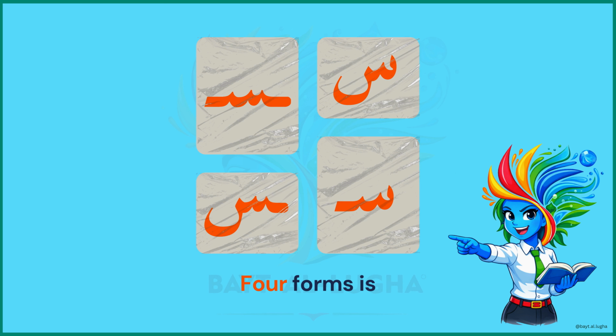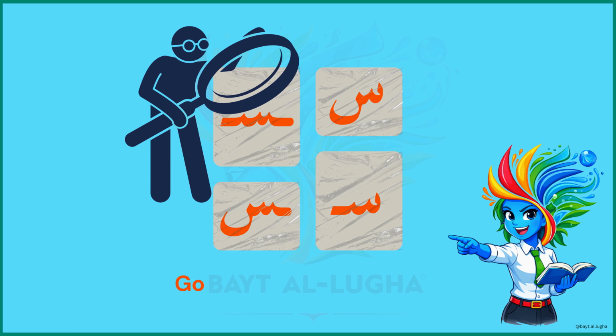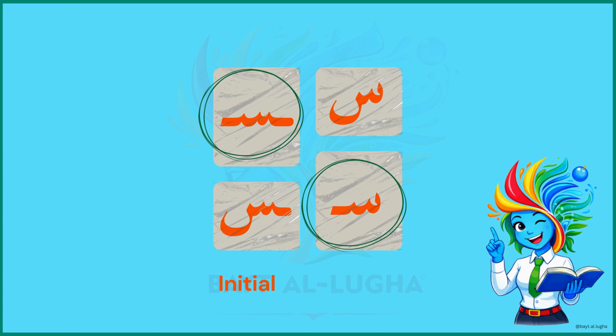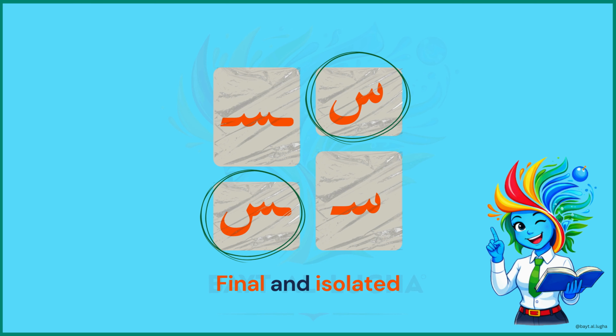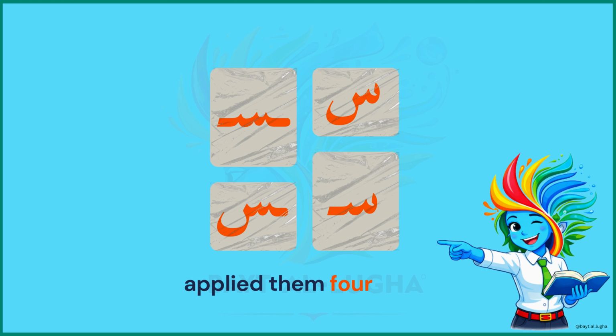4 forms is a phrase that sounds like 4 times the work. Go back and look at what you actually wrote today. Initial and medial were the same 3 teeth. Final and isolated were the same 3 teeth plus a ball. You learned 2 hand movements and applied them 4 ways.